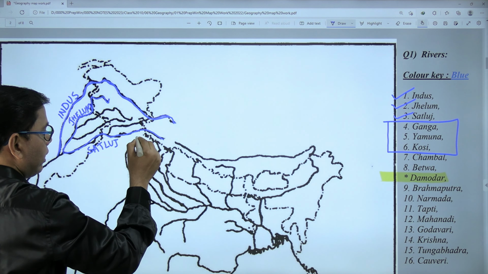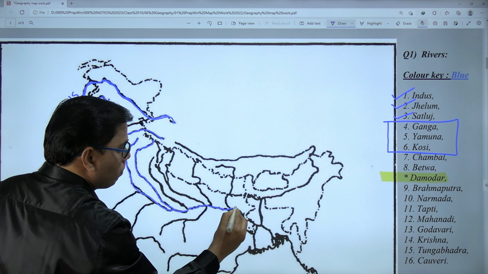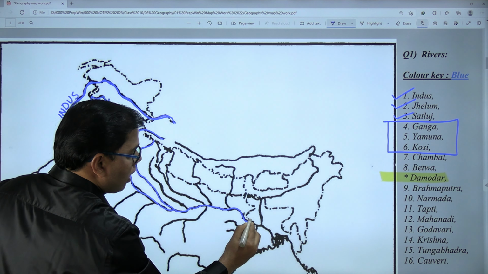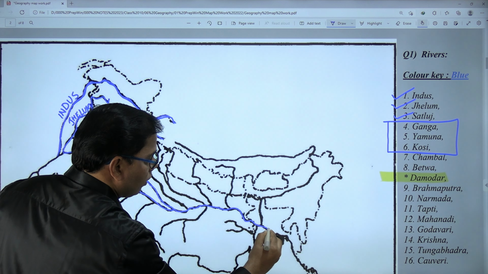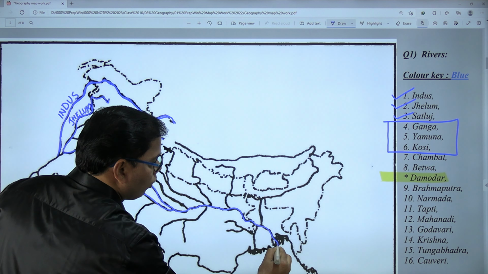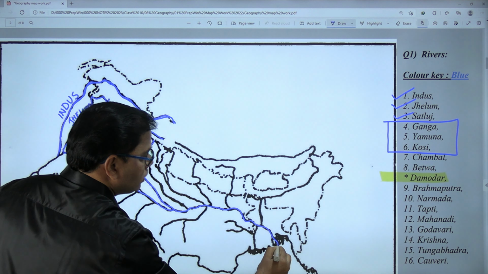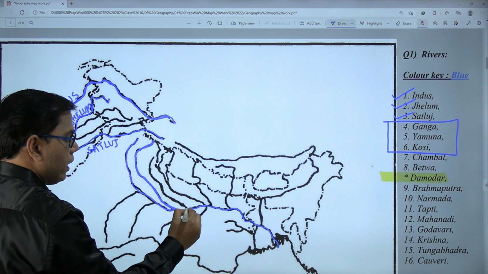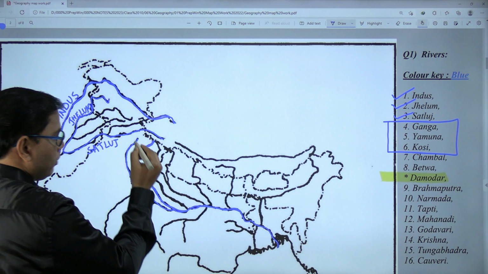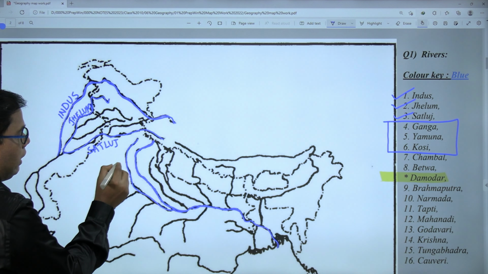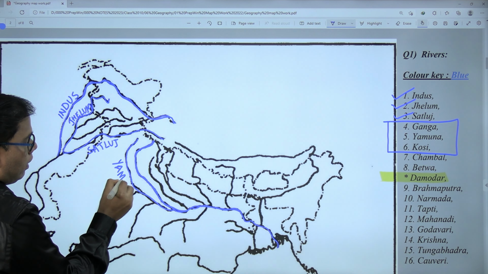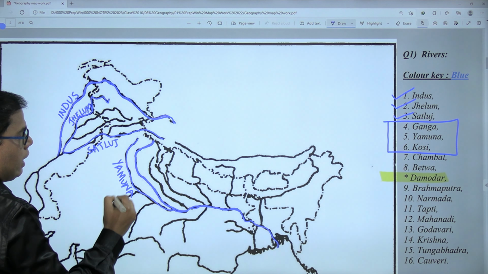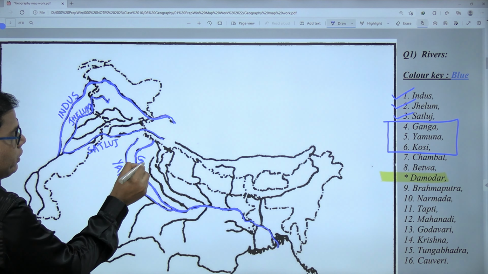As I told you, Yamuna is the tributary of Ganga. And this Ganga River covers parts of Uttar Pradesh, Uttarakhand, Bihar, West Bengal. Finally it goes and meets the Bay of Bengal. So this second one is the Ganga River, the longest river of India. Right? And the other one is Yamuna. Let me label this. This is my Yamuna River. And you have to write all the names in only block letters.